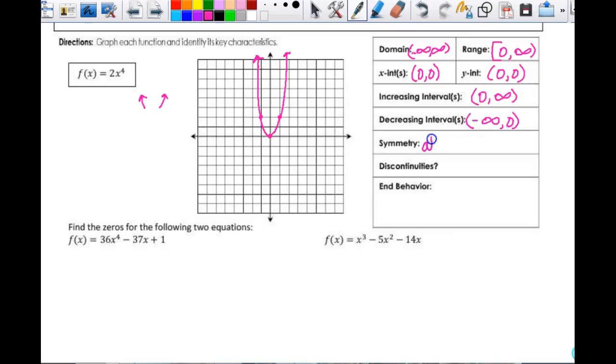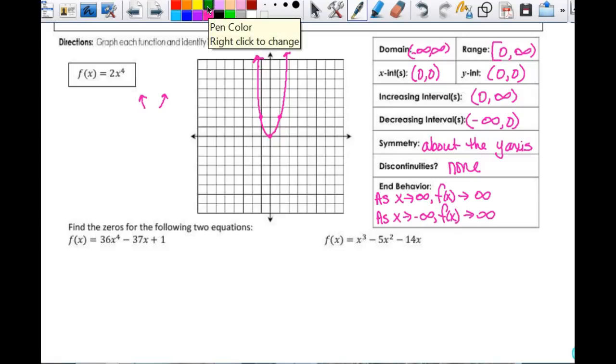We have symmetry about the y-axis. Discontinuities, that would be none. Then as x approaches infinity, f of x approaches infinity. And as x approaches negative infinity, f of x approaches infinity. Okay, power functions should be fairly simple for you, hopefully.